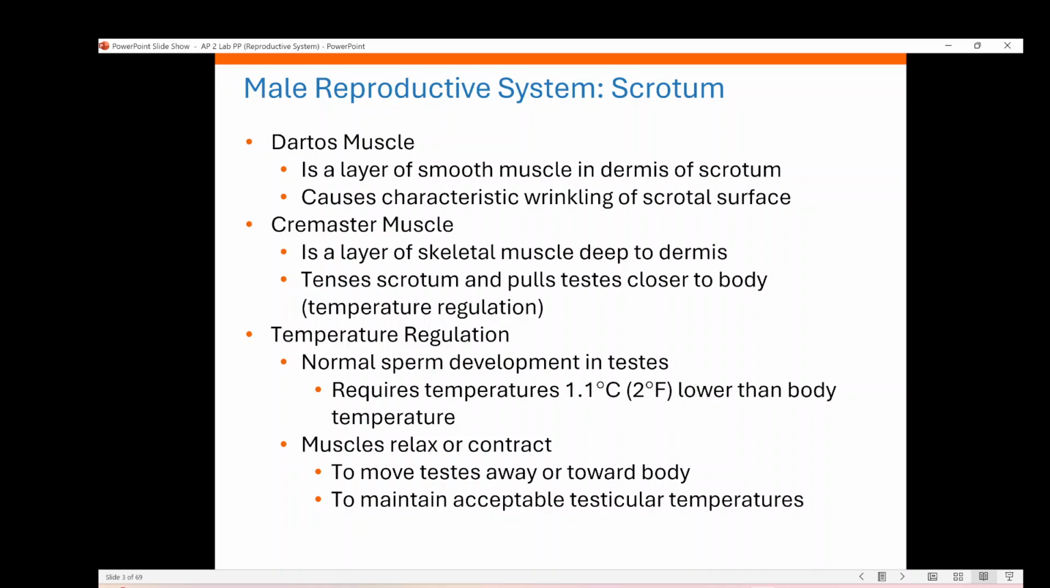the scrotal surface. So say a man was in a colder environment, the dartos muscle would contract, the testes then would get pulled closer together and even a little bit closer to the body of the male. And again, the testes would appear kind of wrinkled. If the male were in a warmer environment, the dartos muscle would relax, and then the skin of the scrotum would look more smooth in appearance. So depending on the temperature, that will change.